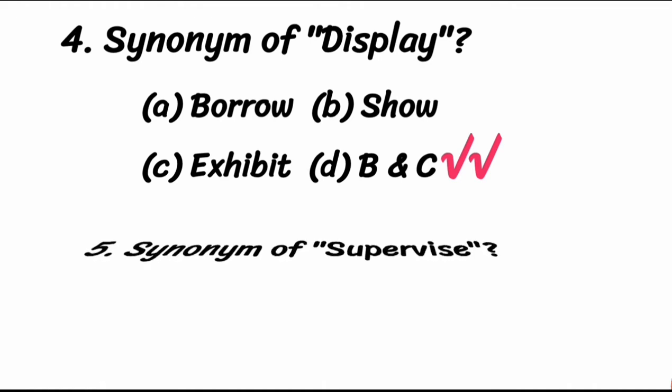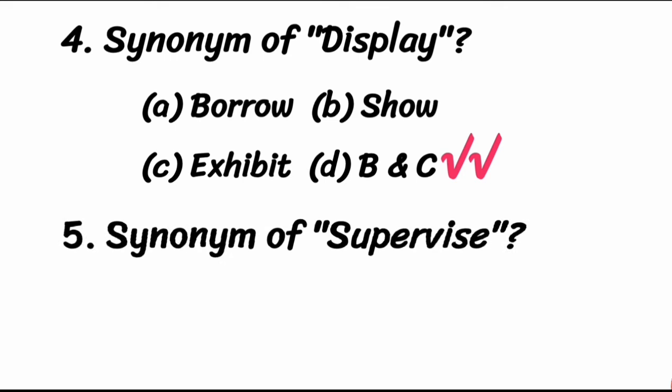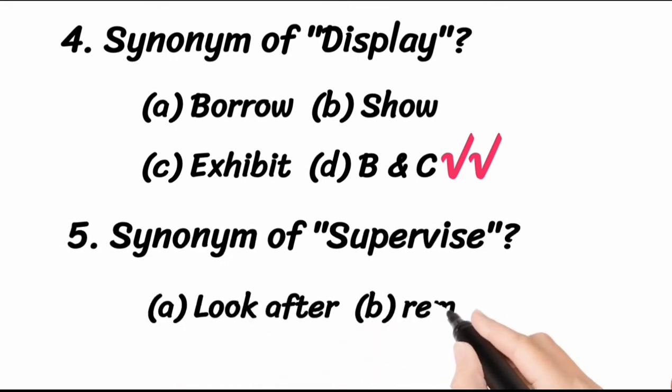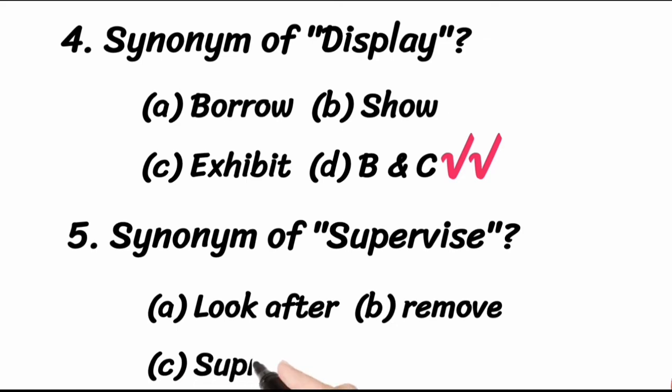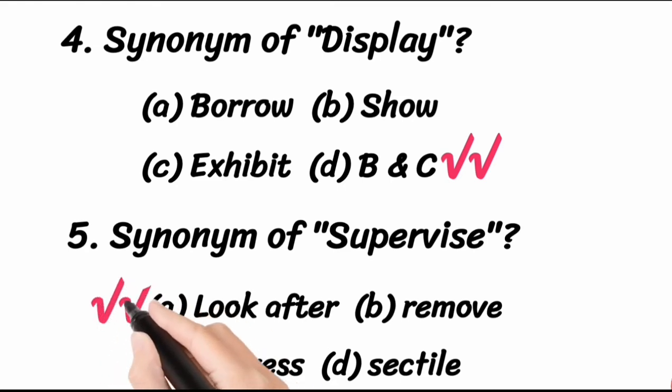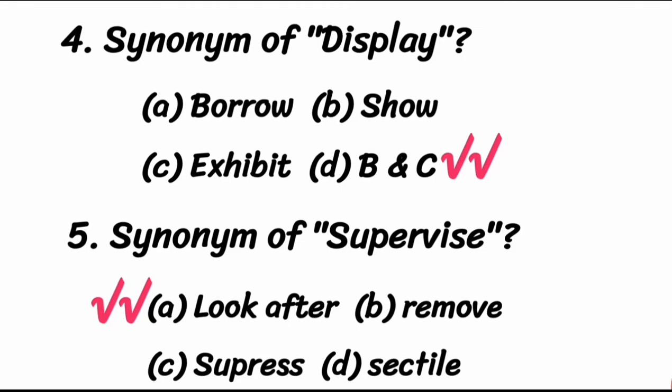Fifth is synonym of supervise. Option A, look after. Option B, remove. Option C, suppress. Option D, sectile. So the synonym of the word supervise is to look after. Option A is correct. Look after is the synonym of supervise.